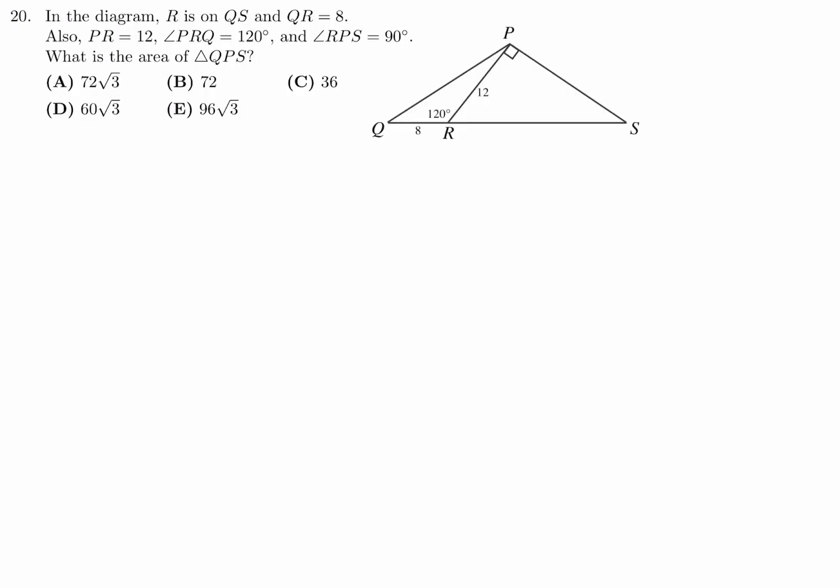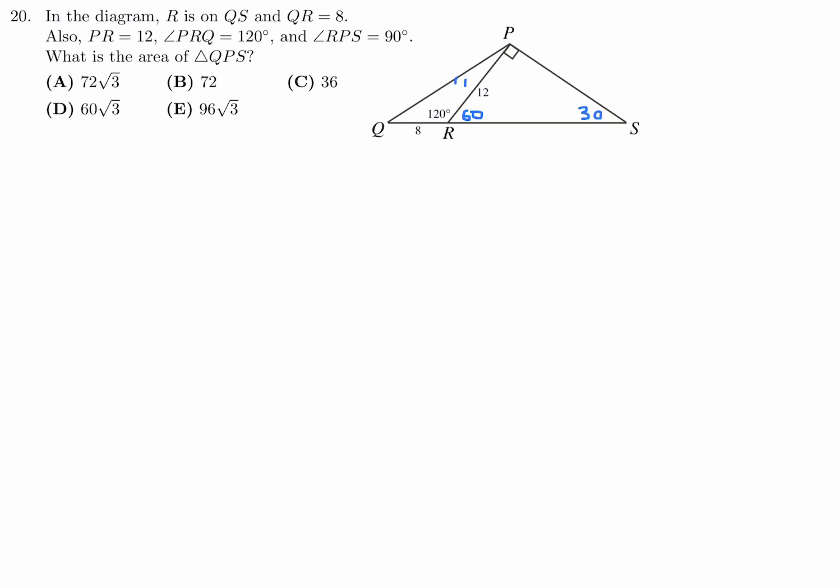In the diagram, R is on QS, and QR is equal to 8, and PR is 12. PRQ is 120, RPS is 90. What is the area of QPS? So the full shape. All right. Interesting. Well, let's just do the obvious first. This is 120, so this has got to be 180 minus 120, so that's 60. And this is 90, so therefore this must be 30. So we got a 30, 60, 90 triangle.